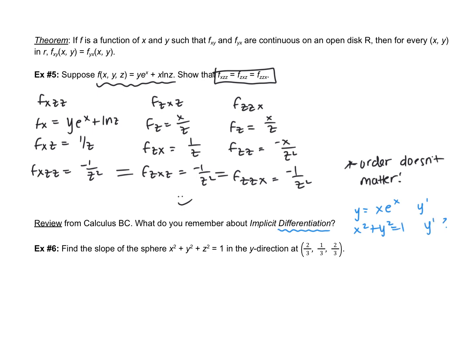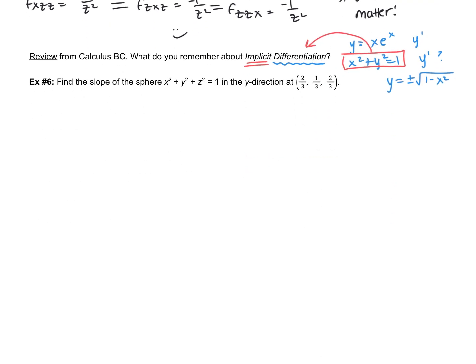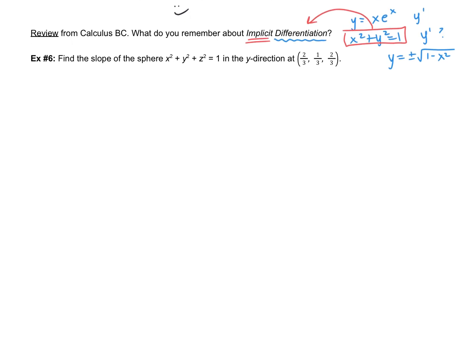Now, you could solve for y, right? And you could say, okay, my y is plus or minus the square root of 1 minus x squared, and you could take the derivative of that, but it's not convenient. And sometimes you can't solve for y. And so hopefully you remember that when you were given something implicitly, so something not written as a function, you used implicit differentiation. So that's what we're going to review a little bit now. It might be a little bit dusty in your brain, but hopefully as we go through this, it's going to come back.